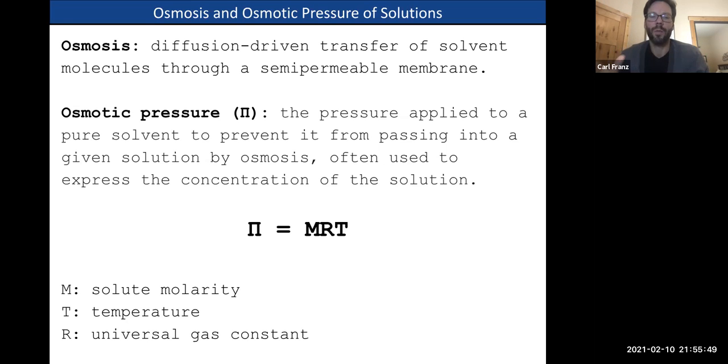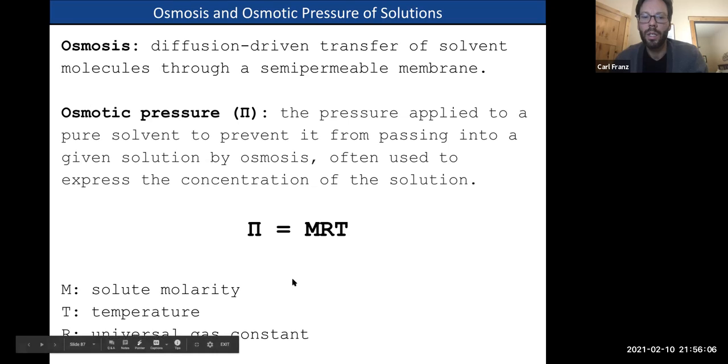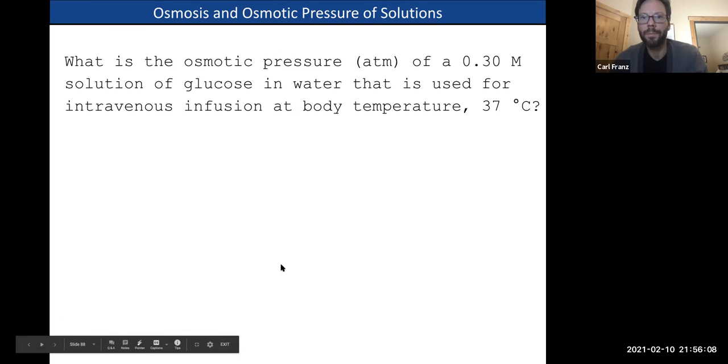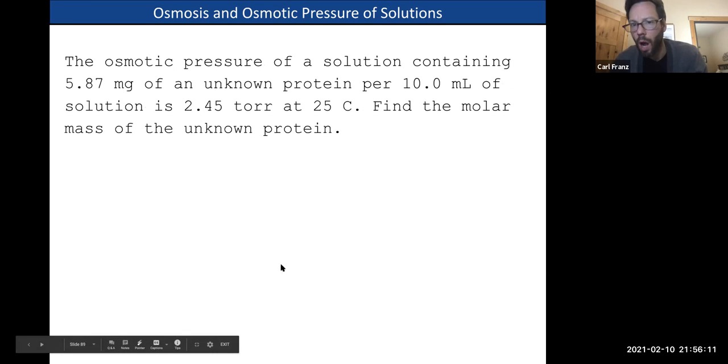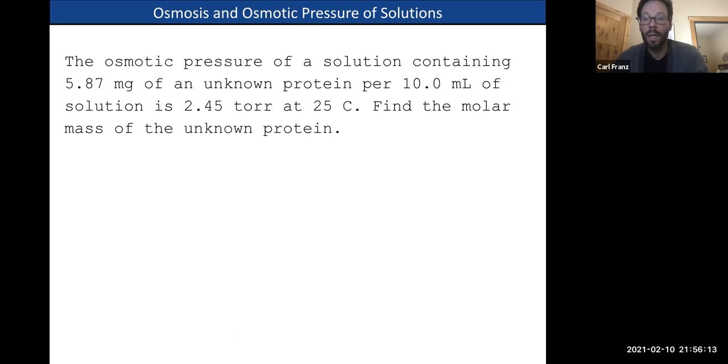The osmotic pressure is equal to the molarity times the gas law constant times temperature. You'll have the gas law constant given to you on the test; you don't need to memorize it. It's 0.08206. I'll give you all of that stuff, the units too. You just need to know how to use it. Here are some practice problems that we went over, and that is it, guys.